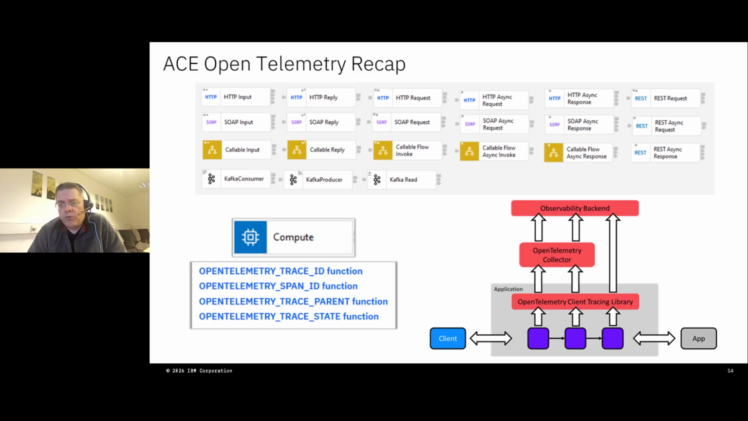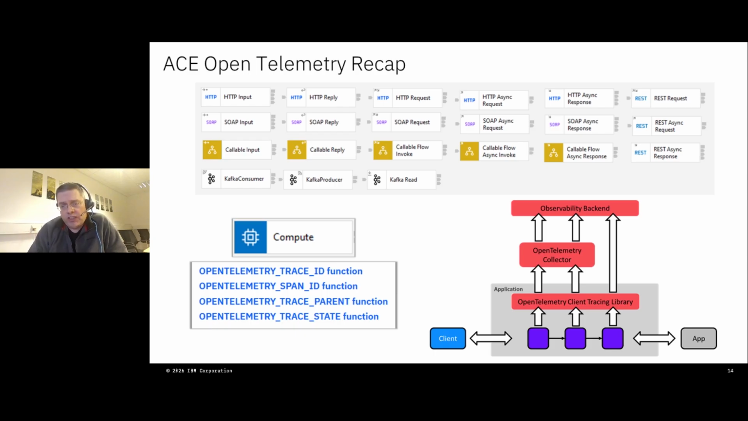So you can see in the diagram at the bottom there, we have a pseudo ACE message flow that's using internally the OpenTelemetry client tracing library to send out these OpenTelemetry events to a collector, and then ultimately they arrive at an observability backend. So what we then added to the product is the ability to get access to the trace IDs and the span IDs, and you can see the full list of the 4 functions there, inside of a compute node as well.